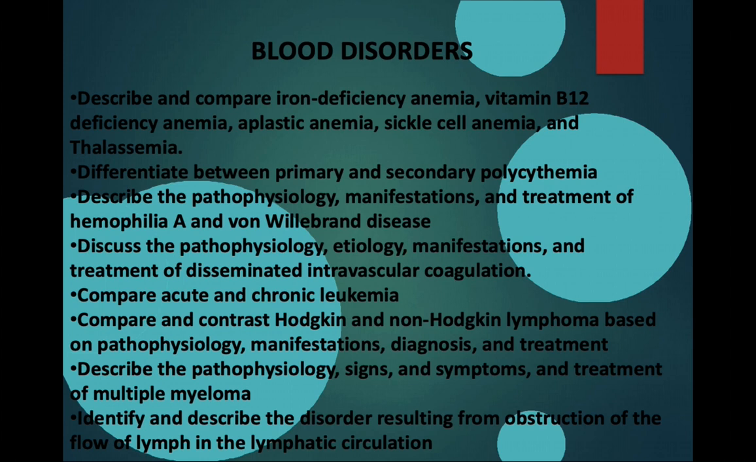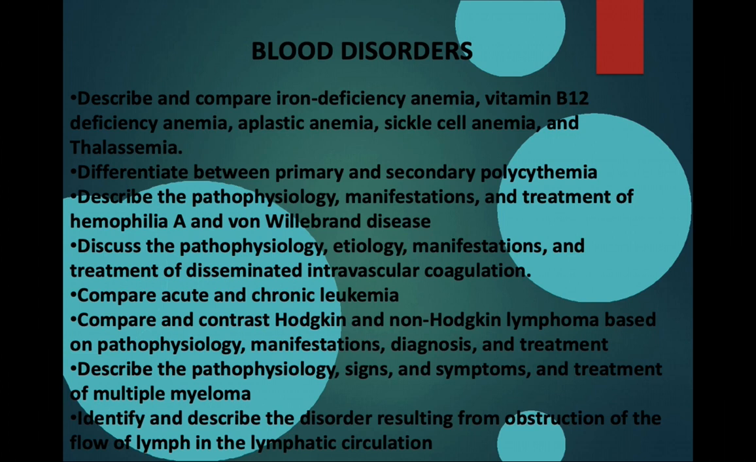We'll talk about hemophilia type A and von Willebrand's disease. We'll talk a little bit about the disseminated intravascular coagulation, DIC. We'll talk and compare acute leukemia to chronic leukemia and discuss the two types of acute and chronic. We'll compare and contrast Hodgkin's to non-Hodgkin's lymphoma, as well as their pathophysiology, manifestations, diagnosis, and treatment.